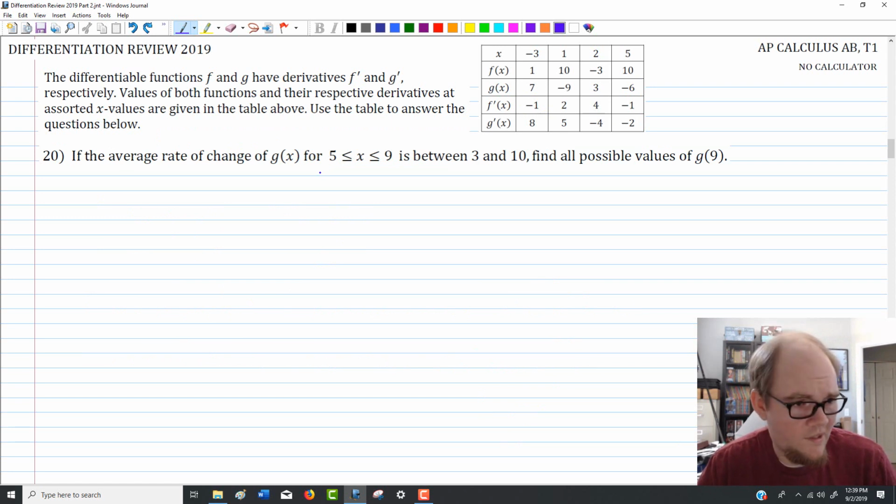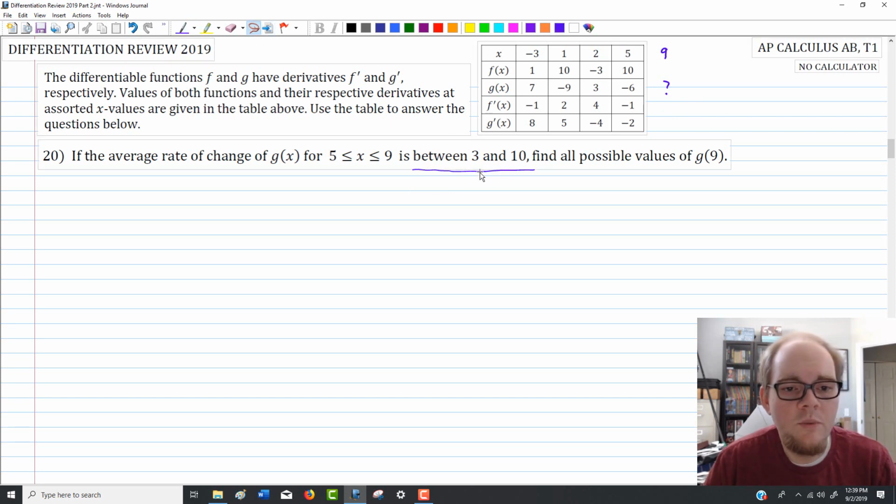20 says if the average rate of change of g of x from 5 to 9 is between 3 and 10, find all possible values of g of 9. So interesting, this is just kind of an average rate of change question, but it's using information about what's happening with the function g at 9, and unfortunately, we don't know what's happening out there. So in this case, we're going to have to use the information they provide us about being bounded, or between, these two values to reason it out.